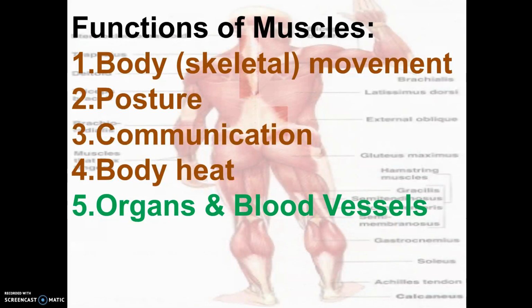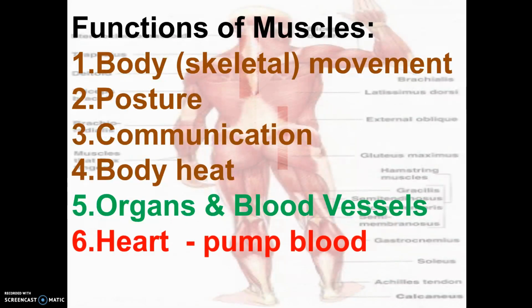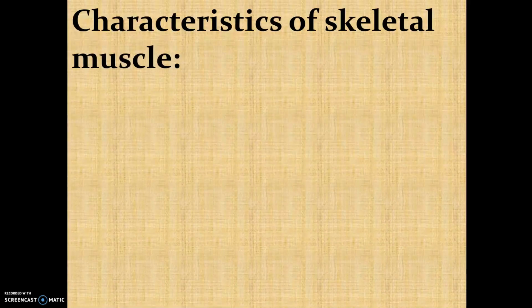So those are skeletal muscle, do the brown stuff. The green, number 5 here, is smooth muscle, organs and blood vessels. And finally, cardiac, the heart, pumps blood.